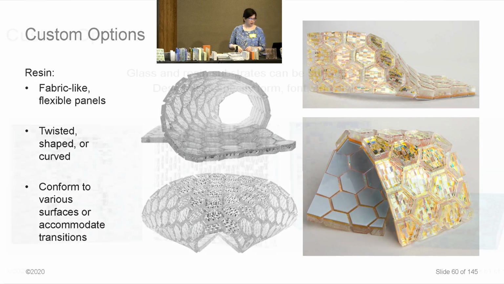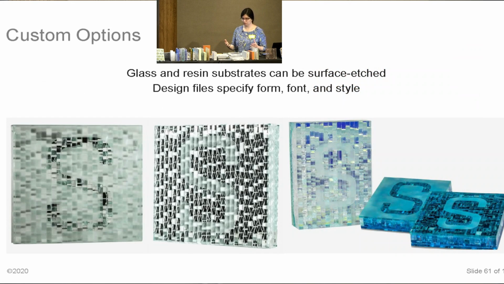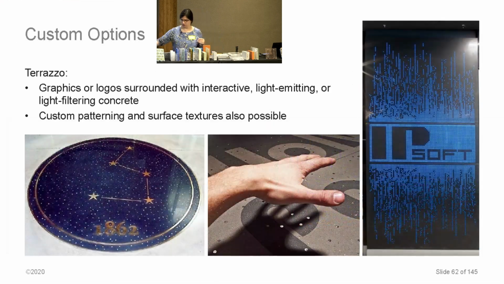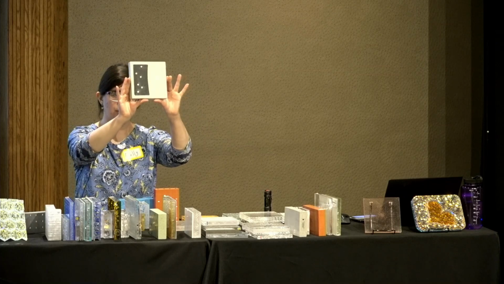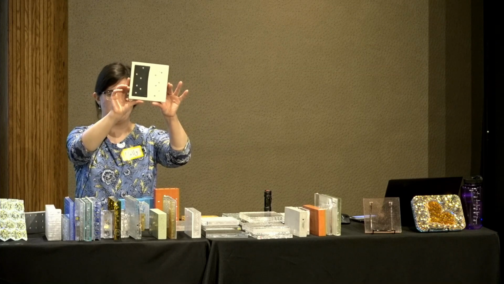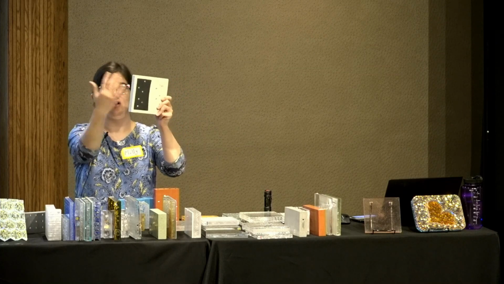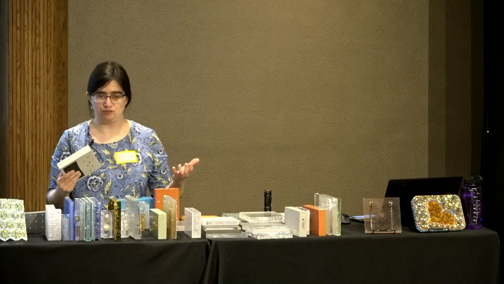Etching, surface etching can be done, and that can be to specified fonts or logos, other patterns, pictures that you might have. That's on the resin and the glass. And then on the terrazzo, you don't do etching quite so much, but you can do inlays, and that can be color inlays or textures, patterns. You can even inlay other materials such as brass.